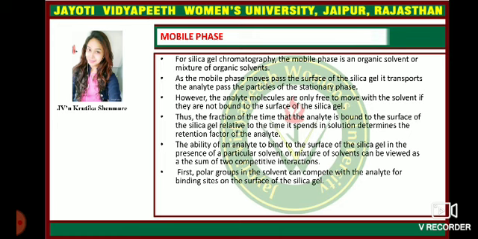Mobile phase. For silica gel chromatography, the mobile phase is an organic solvent or a mixture of organic solvents. As the mobile phase moves past the surface of the silica gel, it transports the analyte past the particles of the stationary phase. However, the analyte molecules are only free to move with the solvent if they are not bound to the surface of the silica gel. Thus, the fraction of the time that the analyte is bound to the surface of the silica gel relative to the time it spent in solution determines the retention factor of the analyte.